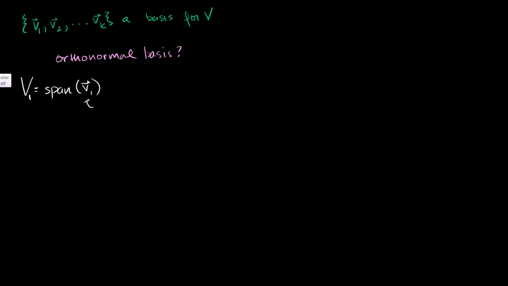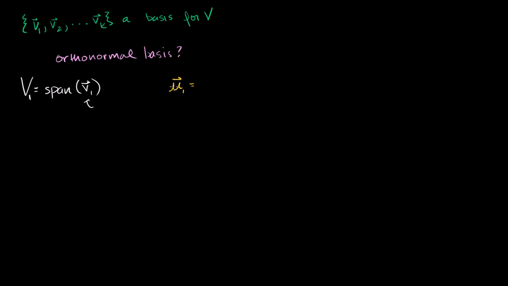Well, I could define some vector, let's call it u1. Obviously this is orthogonal to all of the other members of the set. There aren't any other members here. You could argue the zero vector is there, but there aren't any other members of this set. So it's orthogonal to everything else because there isn't anything else. And then to make its length equal to 1, you can just take this vector and divide it by its length.